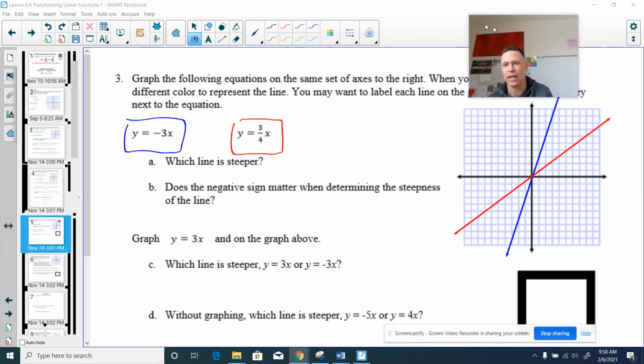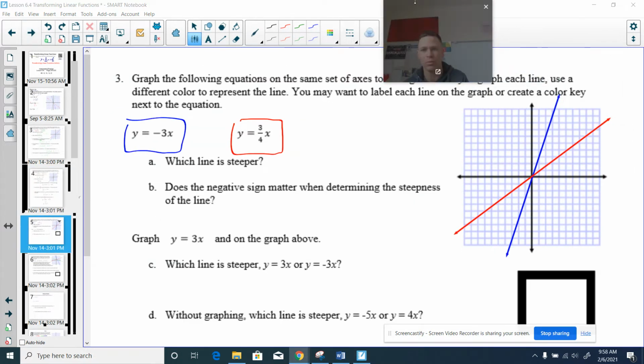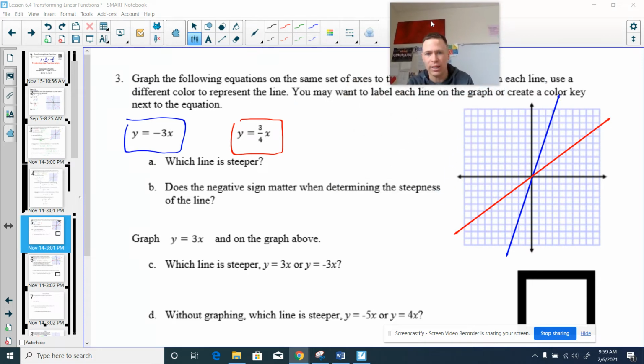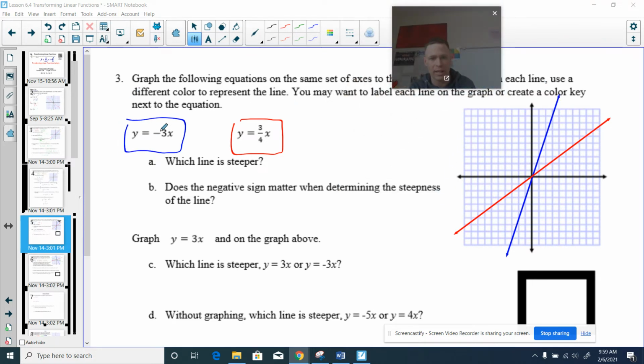All right, next question. These ones I have graphed already for us, so hopefully it'll save us some time here. So it says graph the following equations on the same axes. When you graph each line, use a different color, so I've done that already. And I have the y equals -3x graphed in blue. Notice the y-intercept is 0, up 3, right 1, up 3, right 1. It's there for us. And the red one is y equals 3/4 x. And that one is here. So it's up 3, right 4, up 3, right 4, all the way across. Okay? So let's start answering some questions.